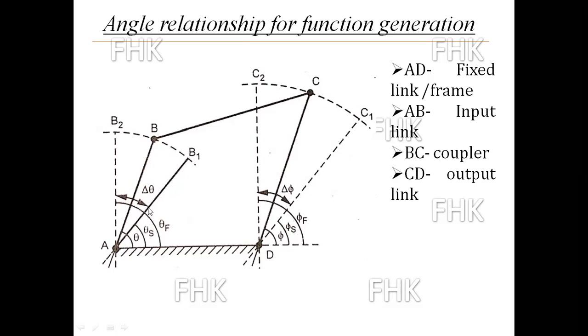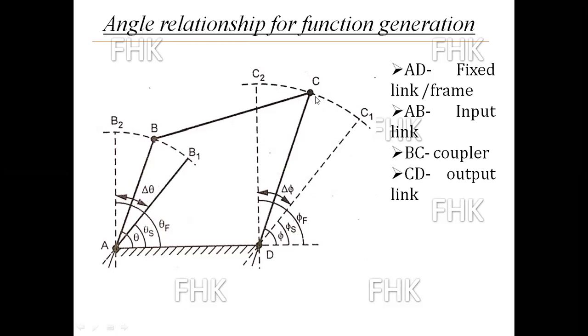As it starts rotating, it will take the new position AB2. At that time it is making angle theta final, denoted here as theta F. So theta final minus theta starting will become delta theta.